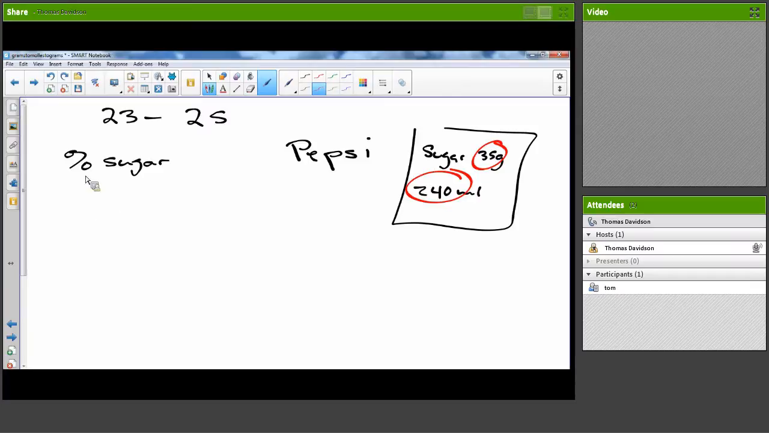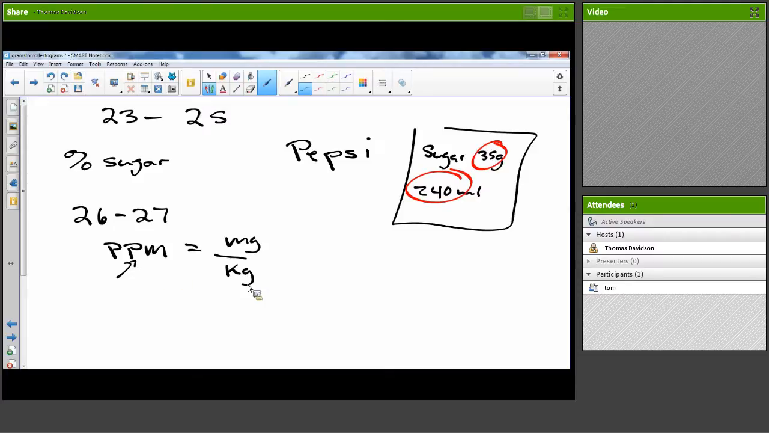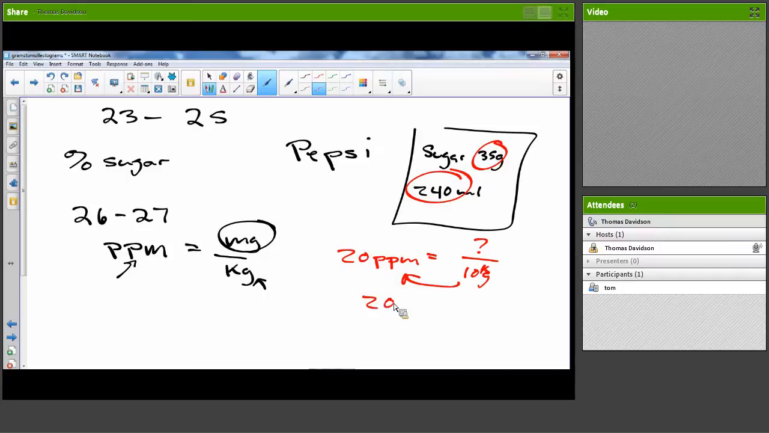Okay, 26 and 27. 26 through 27 are on parts per million. Remember that is milligrams over kilogram. So 26, I give you this, I give you that, and I ask for this. So really, this is algebra. Don't let chemistry confuse you. So if I said you had 20 parts per million and that you had 10 kilograms of whatever you're talking about, and I asked for how many milligrams, you simply just multiply. So you'd end up with 200 milligrams up here. It's just algebra.